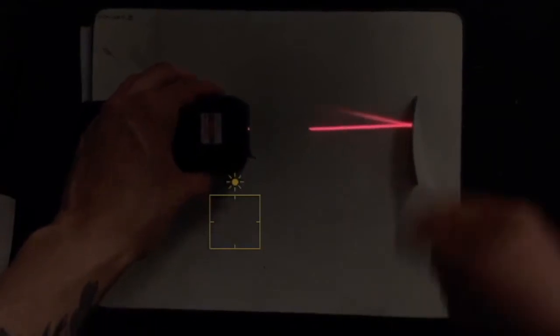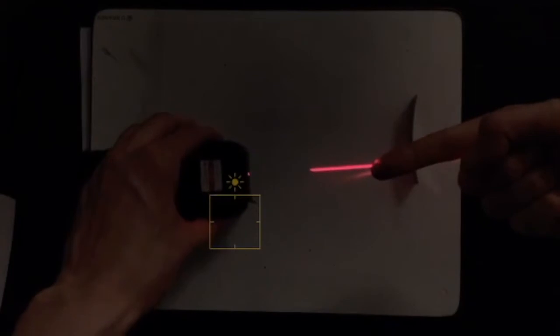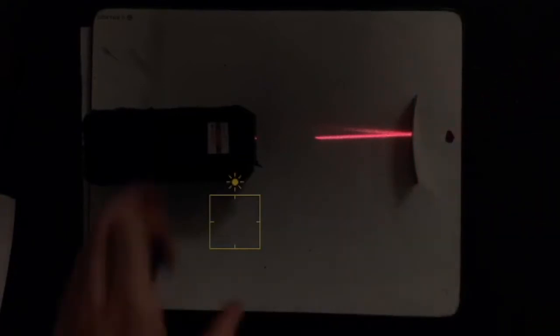Now, if you trace these rays back, notice if you look at my finger, there's kind of a pivot point back there where those would appear to come from. So there is a focal point. It's just behind the mirror now. And rays aren't actually focusing there. They just appear to focus there.